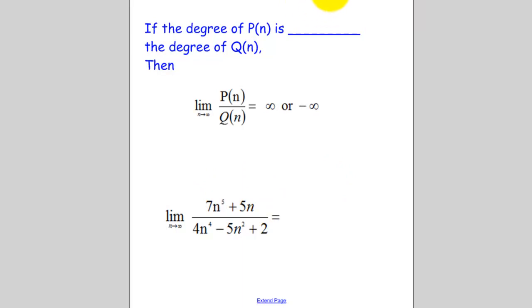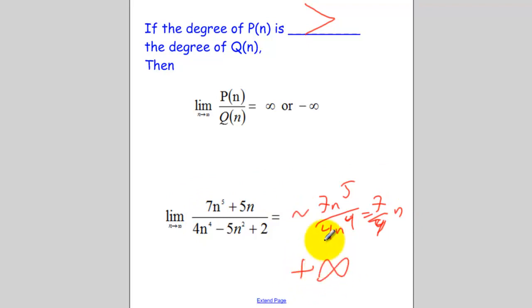Finally, if the degree of p of n is greater than the degree of q of n, then your limit is going to be one of the two infinities. And in this case, is this going to go to positive or negative infinity? Well, we can look at the leading coefficients. It's basically going to become roughly 7n to the fifth over 4n to the fourth, which is 7/4 of n. So it's going to act like a line, an increasing line as n goes to infinity, so the limit is going to approach positive infinity. So in this case, we chose the positive infinity.